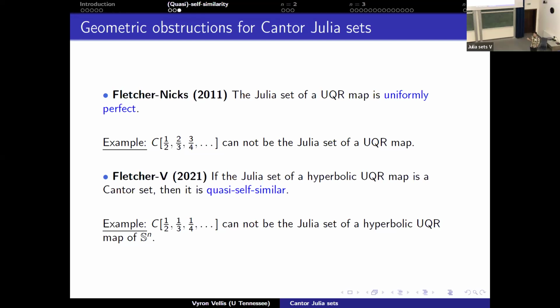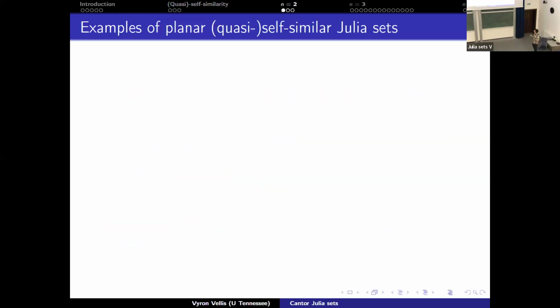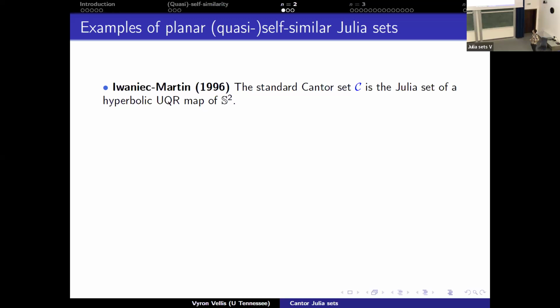All right, so now let's see some examples of Cantor Julia sets. The very first example, so the rest of my talk is going to be 2 dimensions, which is pretty easy, everything is clear, 3 dimensions, which is pretty hard, and then higher dimensions, which is terrible. All right, so in 2 dimensions, the very first example was by Iwaniec and Martin, who proved that the standard Cantor set is a Julia set of a hyperbolic UQR map of S2. And remember, this is not true in the holomorphic setting.